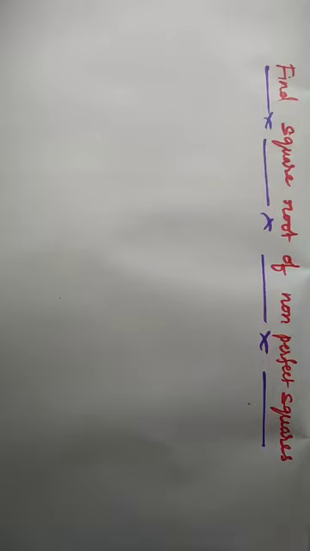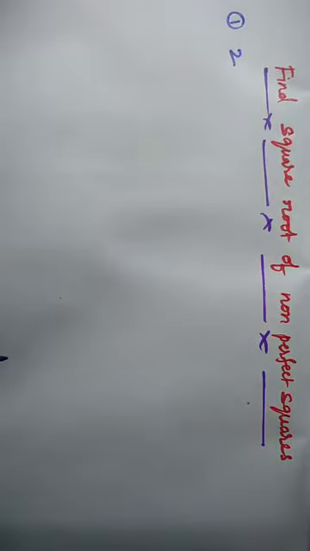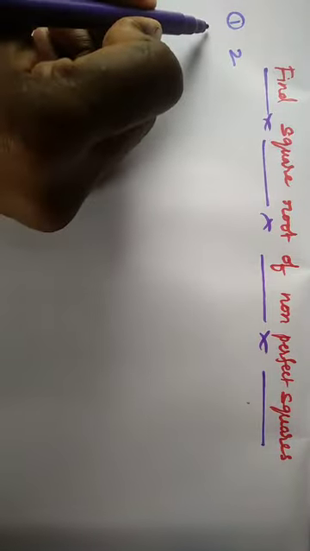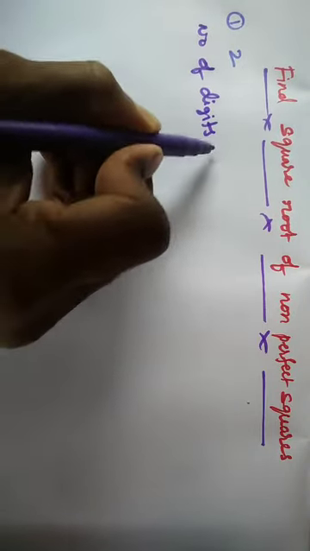In today's class, we discuss finding the square root of non-perfect squares. In that, I am taking some examples, that is 2. To find the square root of 2, first we have to check the number of digits in that. Number of digits, it is 1.